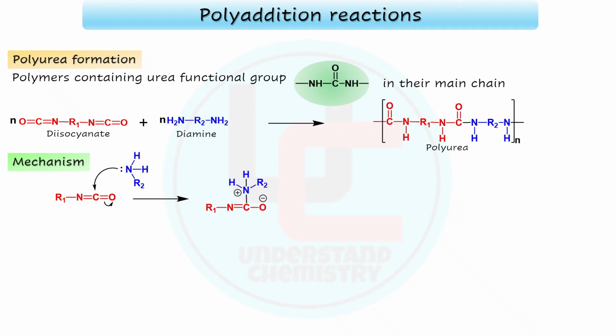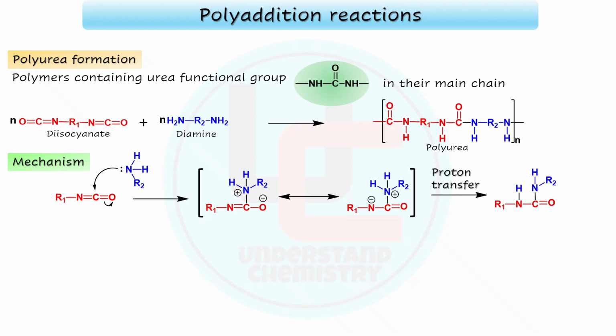The intermediate can show resonance because the negative charge on the oxygen atom can delocalize. This means the negative oxygen can shift its lone pair towards the carbonyl-like bond, pushing the electron density towards the nitrogen. This stabilizes the intermediate temporarily until proton transfer occurs. In the next step, the proton from the positively charged nitrogen is transferred to the negatively charged oxygen, leading to the collapse of the intermediate. As a result, the final product, urea, is formed.